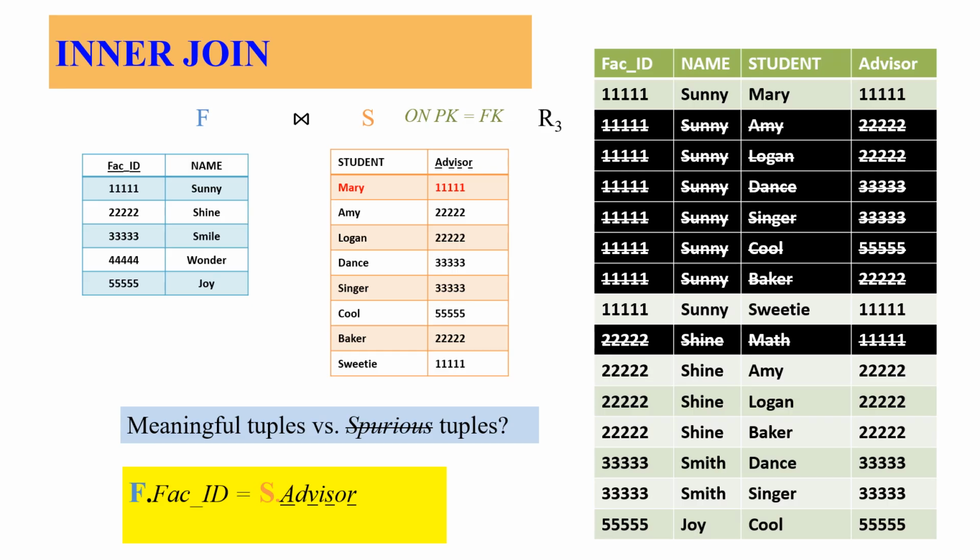So there's more example. The inner join returns only matching rows where faculty ID matches advisor in the student table. That ensures valid relationships between students and advisors. So in this way, every record is meaningful. The rows correctly link students to their actual advisor. For example, Sunny, who is faculty 1111, is correctly linked to Mary, Sweetie, etc.